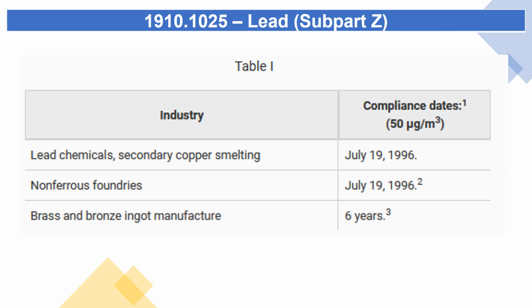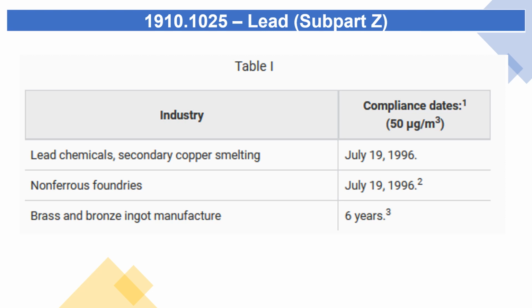2. Large non-ferrous foundries, 20 or more employees, are required to achieve the PEL of 50 micrograms per cubic meter by means of engineering and work practice controls. Small non-ferrous foundries, fewer than 20 employees, are required to achieve an 8-hour TWA of 75 micrograms per cubic meter by such controls. Brass and bronze ingot manufacture, 6 years.